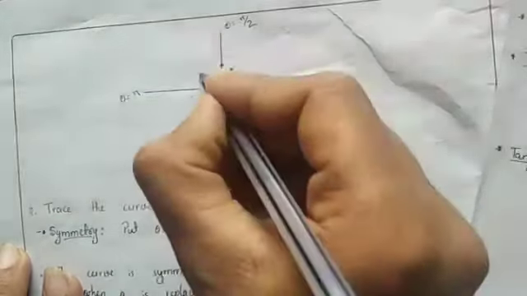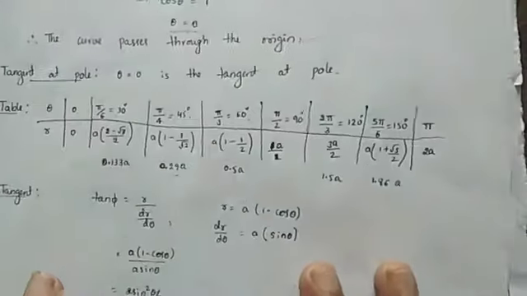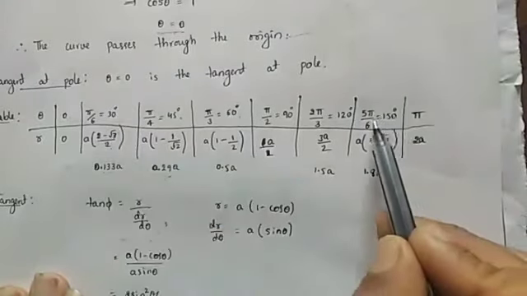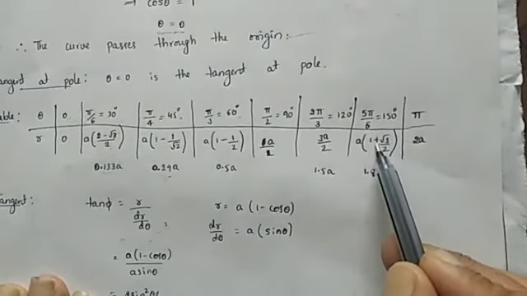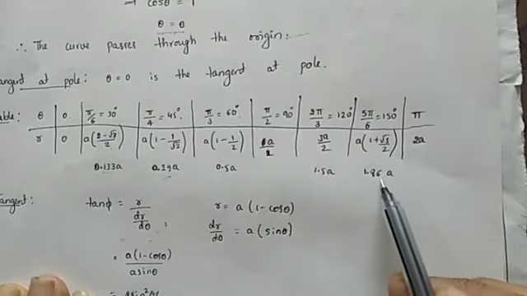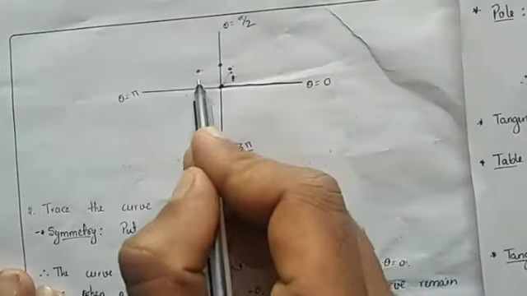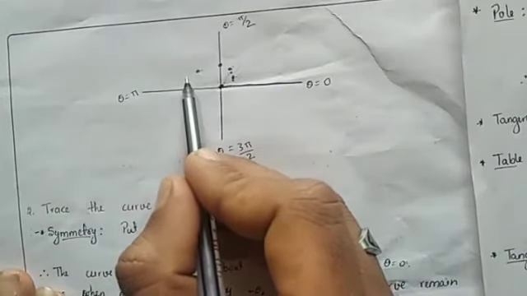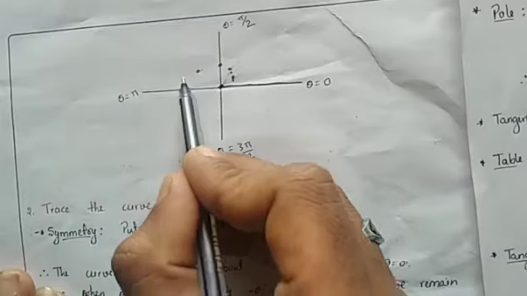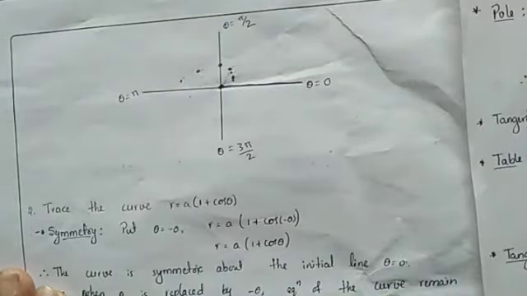This point is 1.5a. The next, for the theta value 150 degree, we get the r value is a into 1 plus root 3 by 2. That value is 1.86a. At the angle of 150 degree, we get 1.86a.